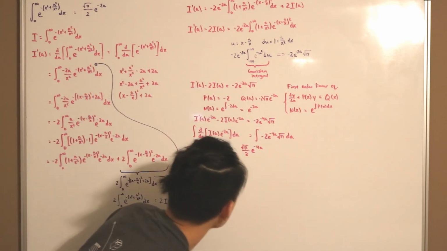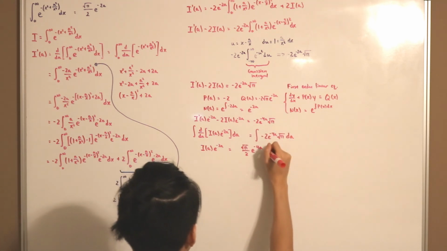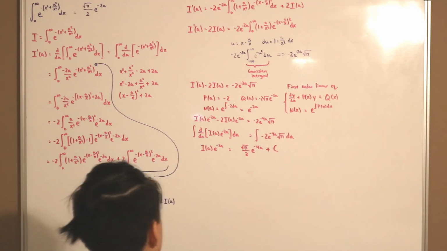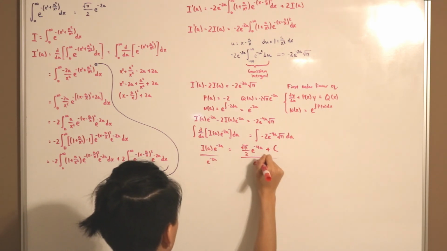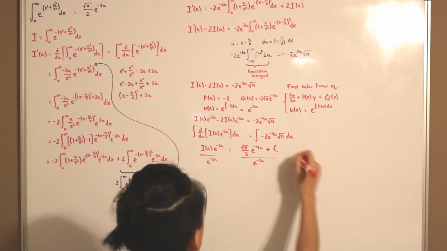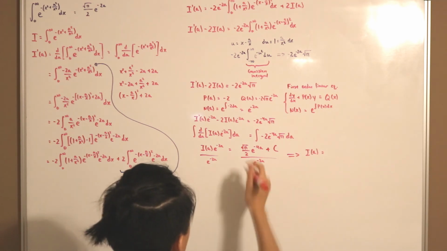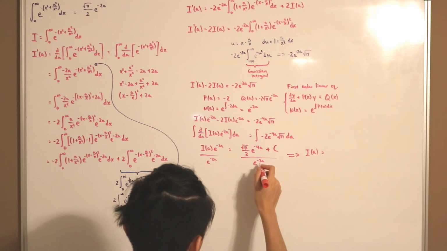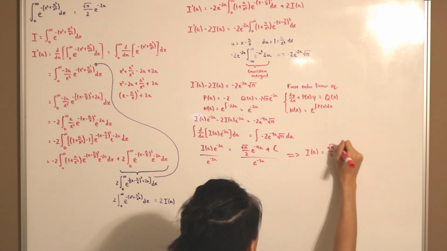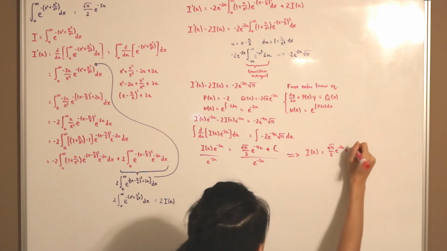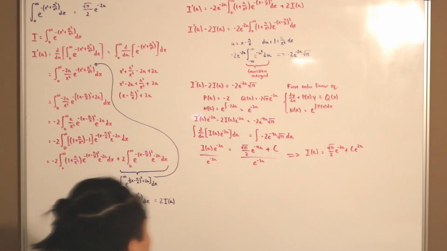And then don't forget, because this is an indefinite integral, we have to add a constant. So we'll call it c, and then we can divide e to the -2a into both sides. We get I of a is equal to the square root of pi divided by 2 multiplied by e to the -2a, then plus c times e to the 2a.